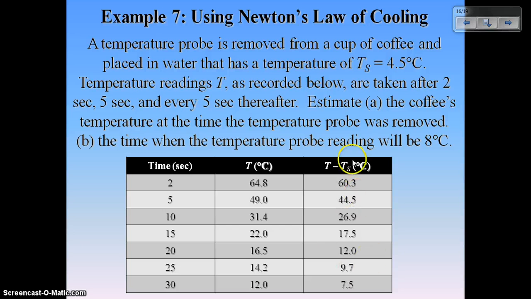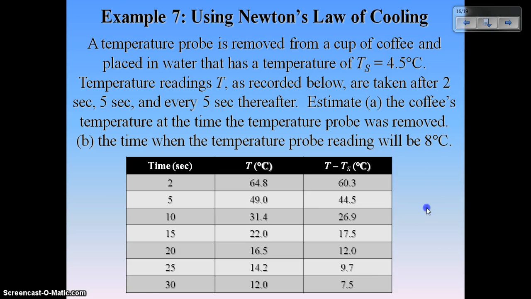Now notice we've got this column over here, this T minus T sub S degrees Celsius. The reason that is, if you go back and look at Newton's law of cooling, the left-hand side is the T minus T sub S, but the right-hand side really looks like an exponential equation. Just look at the right-hand side. Now, if you can imagine combining things together, specifically look at the last problem we did when we had simplified and combined, that right-hand side looked like an exponential equation.